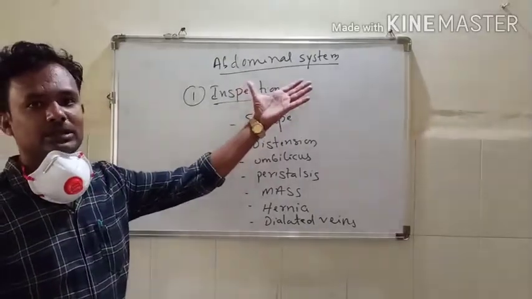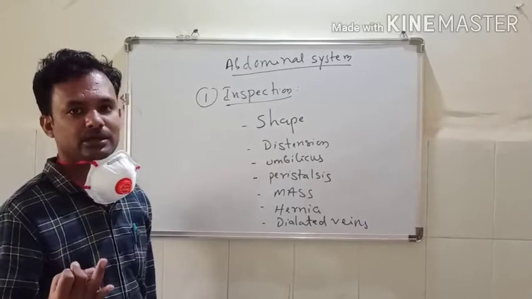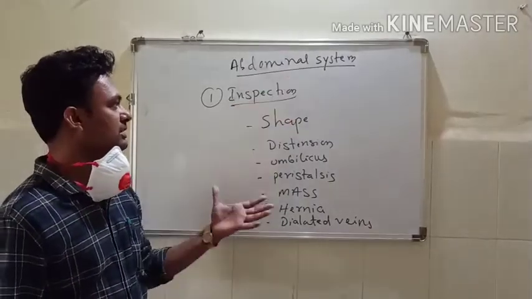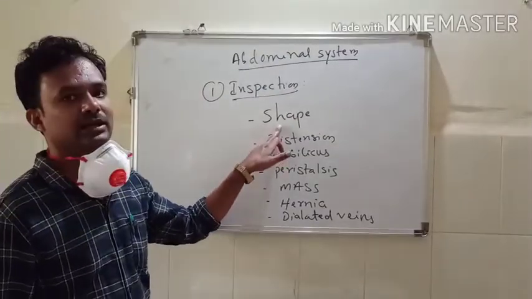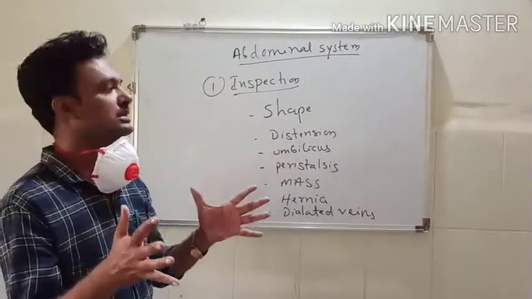So we are at the abdominal system examination. It includes 4 points: inspection, palpation, percussion and auscultation. Looking for the inspection findings of the abdominal system, first you should look for the shape, whether it is scaphoid, distended or round in shape. Then look for the distension, whether it is increased in size or not.